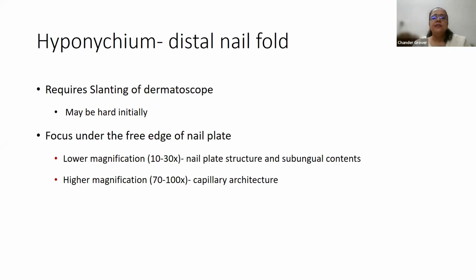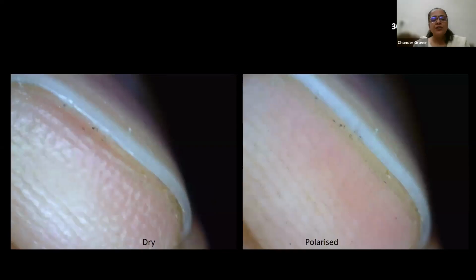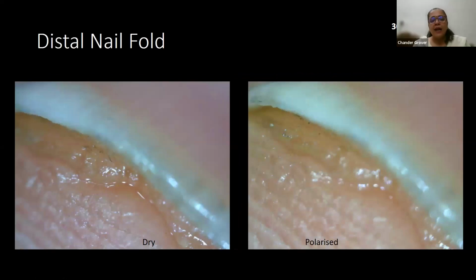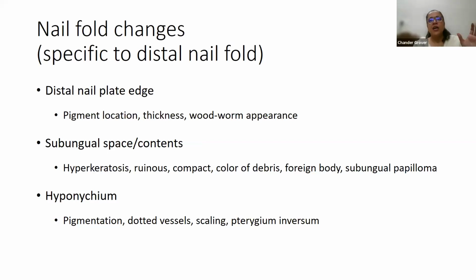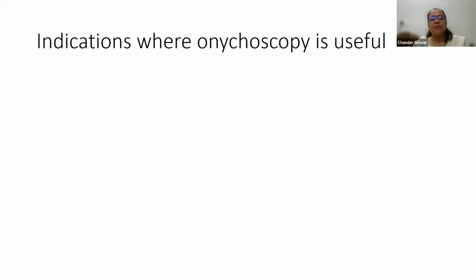You also need to see the distal nail fold at higher magnification. Here you need to slant your dermatoscope because you are examining like this. Now you need to slant to be able to see underneath that nail plate. This may be hard for beginners, but over a period of time, your hand stabilizes and you are able to focus. At lower magnification, you are able to see the subungual contents. So you see a prominent sole horn under a normal nail plate. This is the distal nail fold. At higher magnifications, you can see the capillaries, which are classic for nail psoriasis. So you need to comment on the subungual space or contents and on the hyponychium.